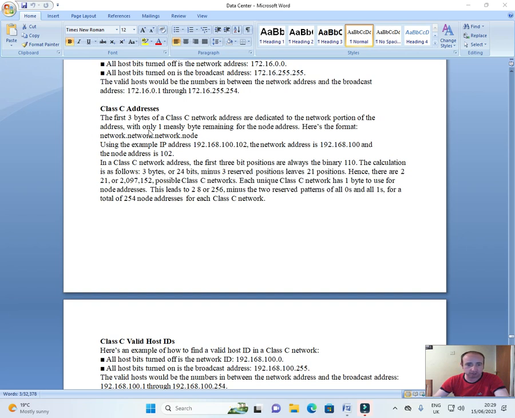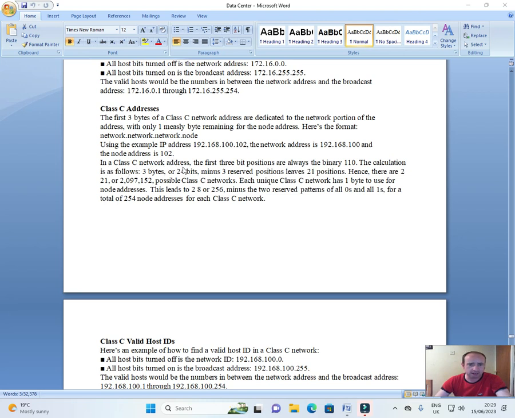Class C addresses. The first 3 bytes of a Class C network address are dedicated to the network portion of the address, with only 1 measly byte remaining for the node address. Here's the format: network.network.network.node. Using the example IP address 192.168.100.102, the network address is 192.168.100 and the node address is 102.